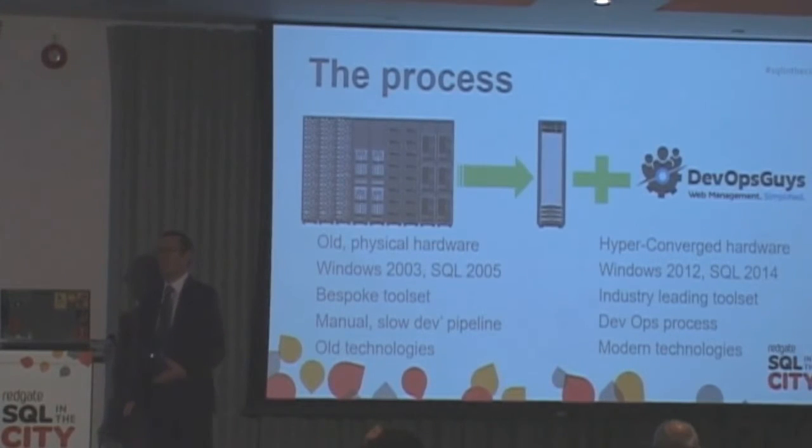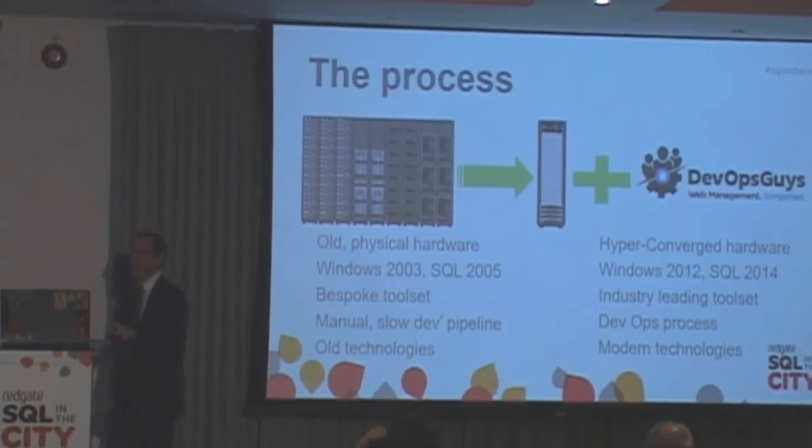So quickly going through this slide, as part of this, we also had to look at what hardware we had and where it was. It was at a data center over in Holland: old physical hardware, 18 racks of kit, an awful lot. Windows 2003, SQL 2005, a bespoke tool set, to put it nicely. Manual, slow, and old technologies.